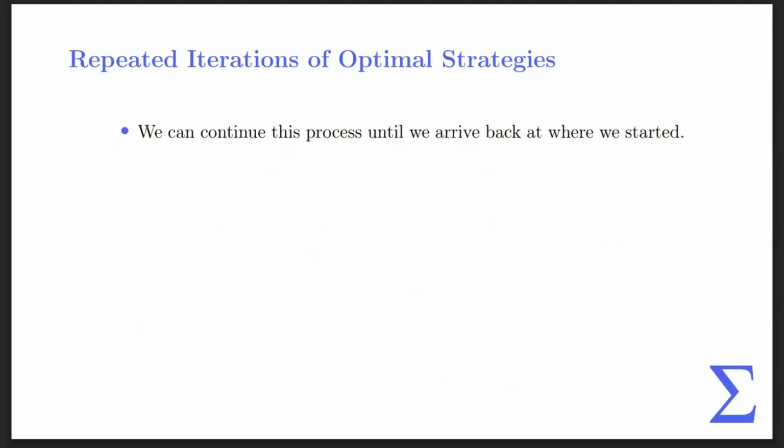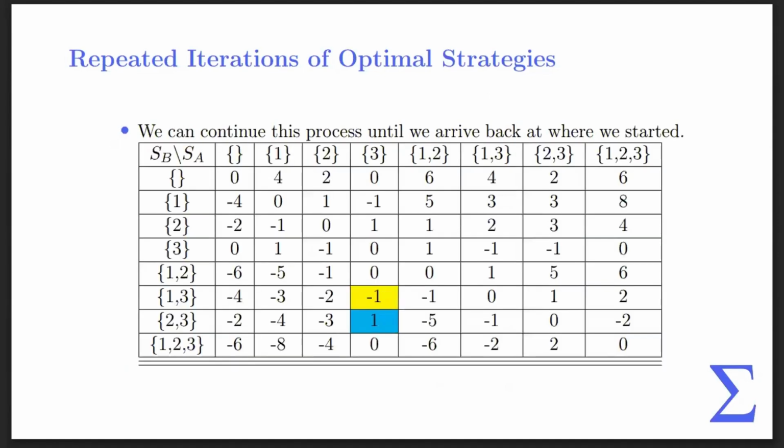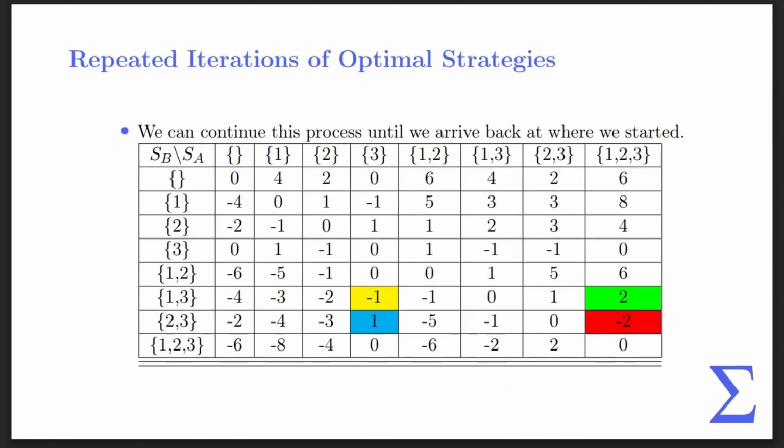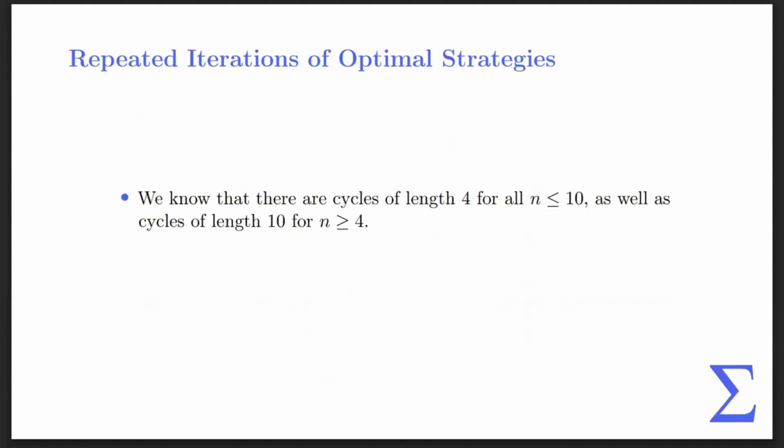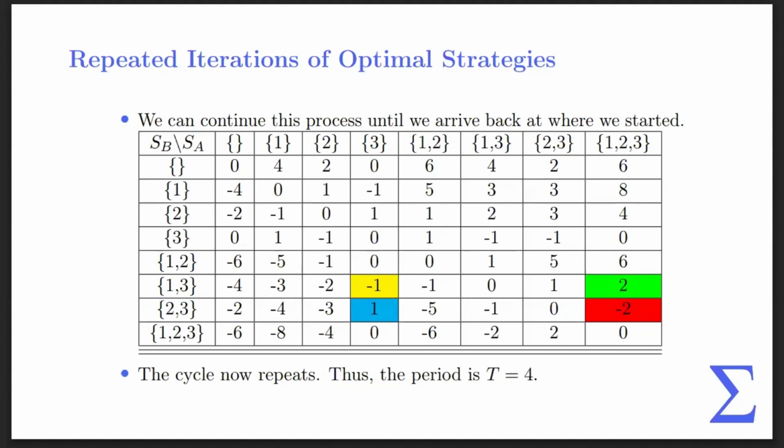So then we continue this process until we end up back where we started. What cell comes next? Yeah. Player A is going to shift depending on 1, 2, 3. And then player B changes to what? And then what happens? So then back to here, and then we get a cycle. The cycle now repeats, and the period is 4, because we have 4 different elements in the cycle. So this is the idea of repeated iterations of optimal strategy.